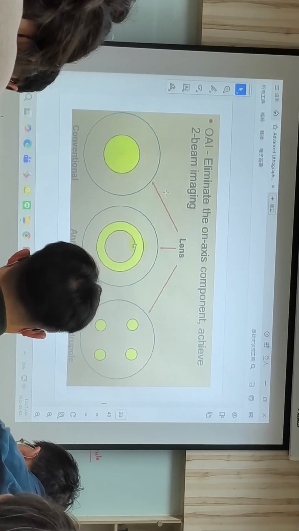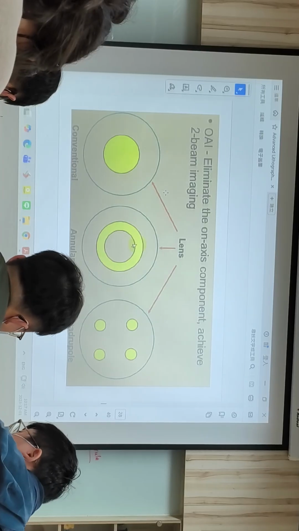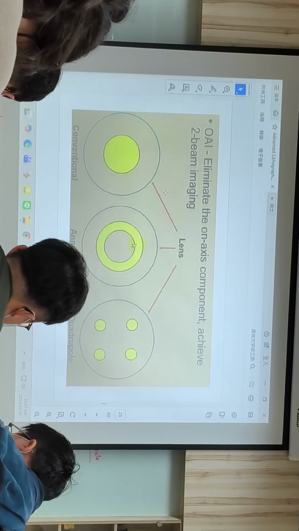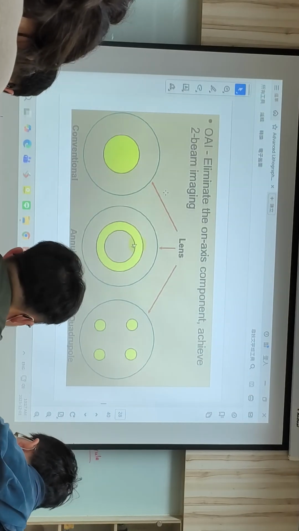And why is OAI important? It is because OAI will be able to achieve higher resolution. Okay? Let's see.